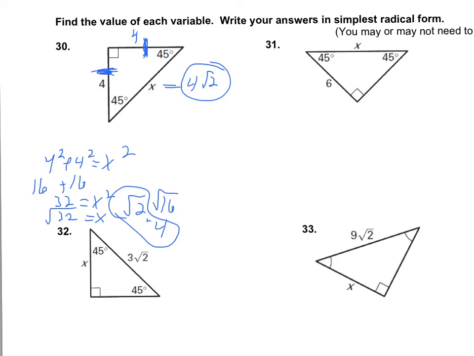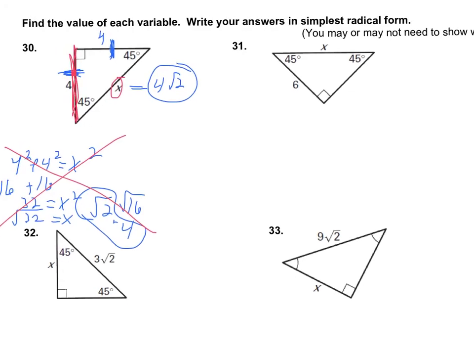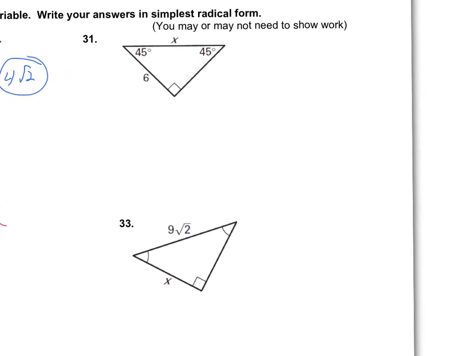Now, it'd be nice to not do all that work, and you don't have to. So it'd be nice just to memorize that in a 45, 45, 90 triangle, if you know one of the legs, just times it by radical 2 to get the hypotenuse. Here's another one, number 31. We know the leg is 6. Actually, both legs are 6. So the hypotenuse is just 6 times radical 2. And that's the answer.